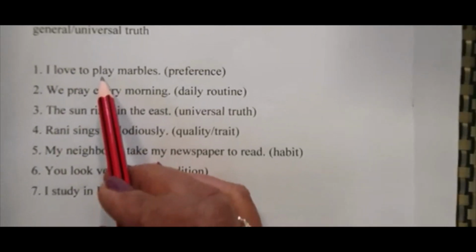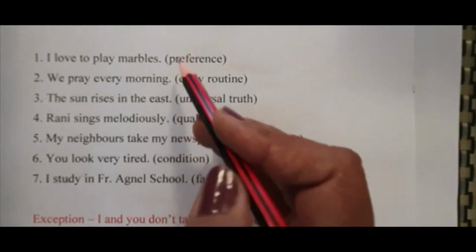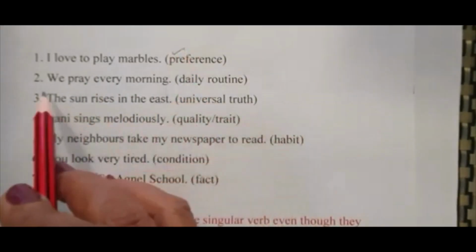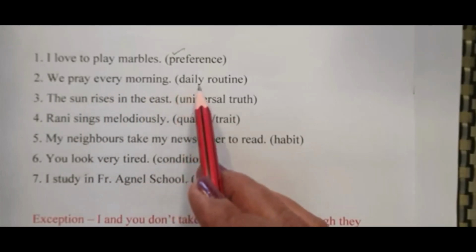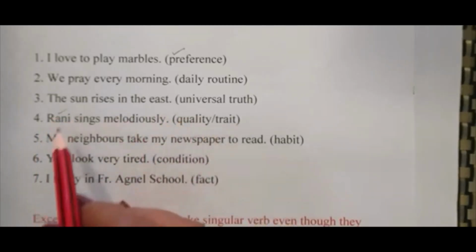Let's see the examples. I love to play marbles. This is my preference. This is my like. We pray every morning. This is daily routine. The sun rises in the east. This is universal truth. Rani sings melodiously. This is the quality of Rani.